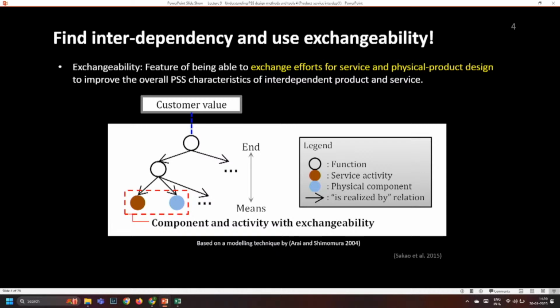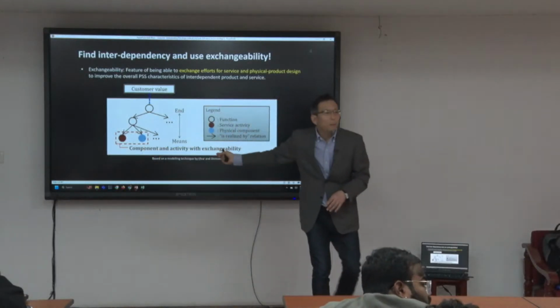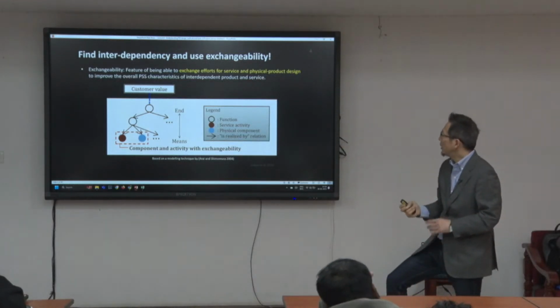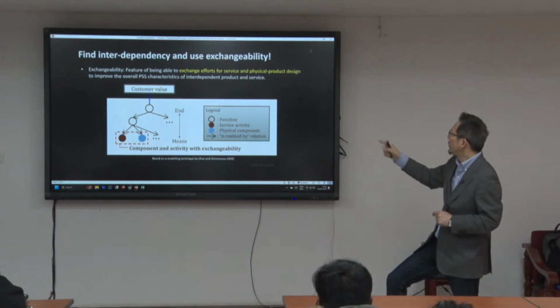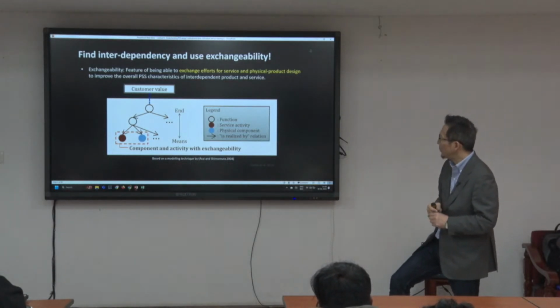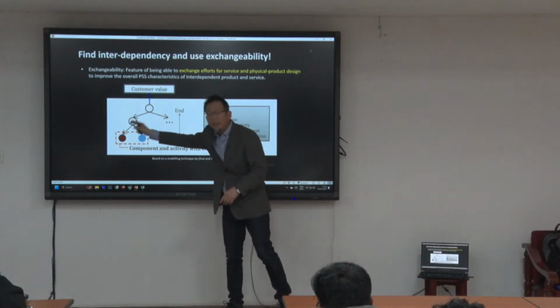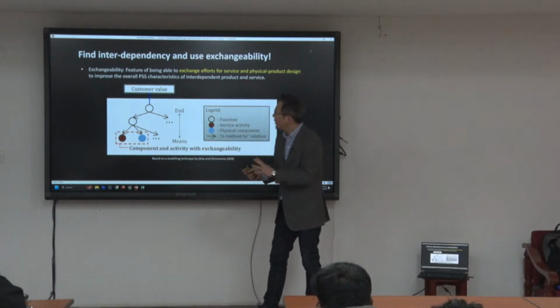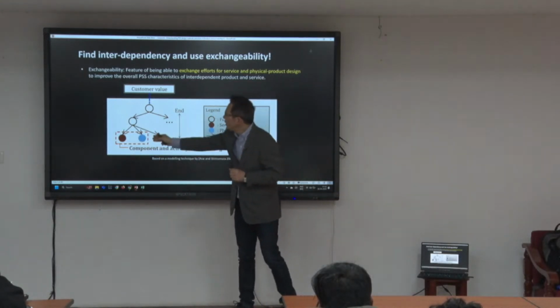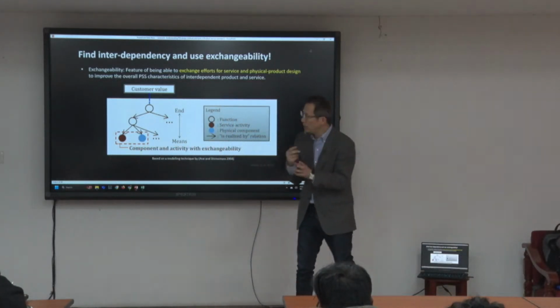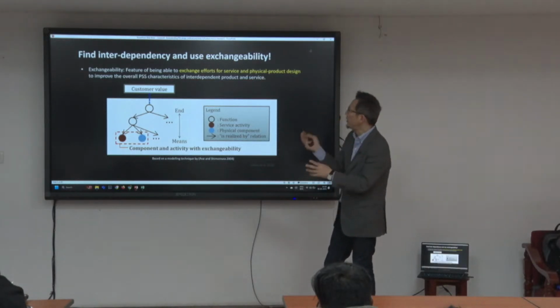So look at the relation described here. That part shows that a certain function, a small white circle, is realized by the service activity or the physical component. And if this relation exists, we say that the efforts for the service activity or physical component can be exchanged. And we say that there is an exchangeability.